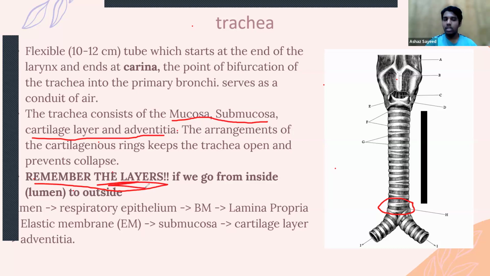If we go from the inside to the outside, from the lumen of the trachea to the outside tissues, we start at the lumen, then hit the respiratory epithelium, then the basement membrane, and then the lamina propria. Respiratory epithelium, basement membrane, and lamina propria, these three are part of the mucosa. Then you have your elastic membrane and submucosa, the submucosa, and then the cartilage layer and then adventitia. Anytime you see adventitia or externa adventitia, it just means it's the outer layer.